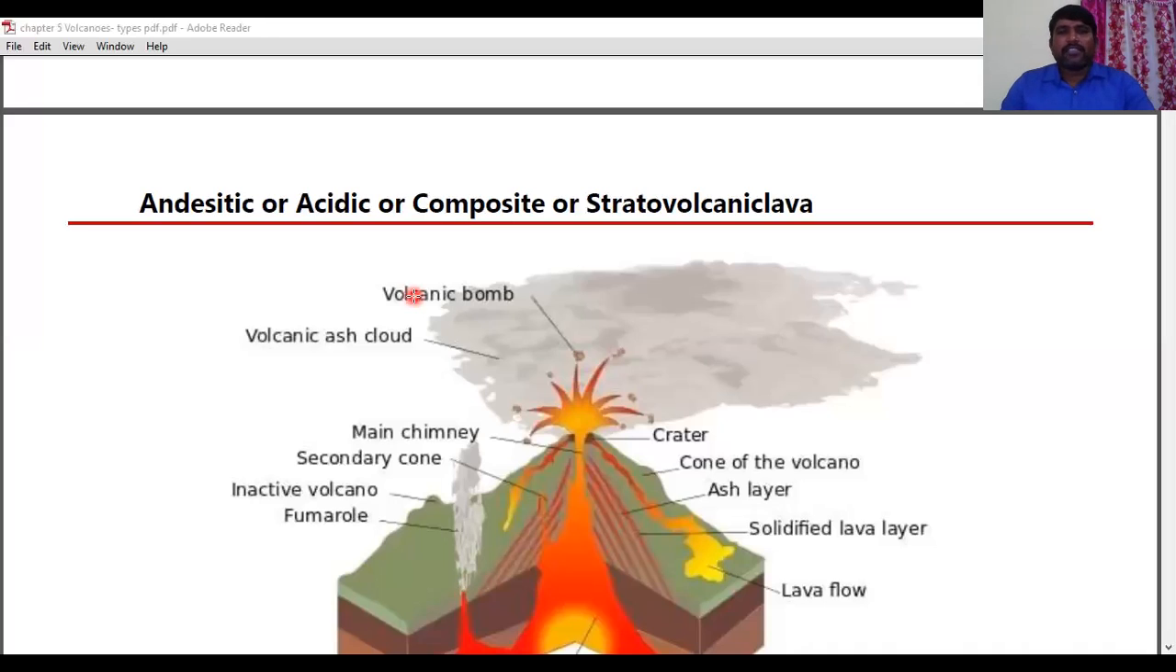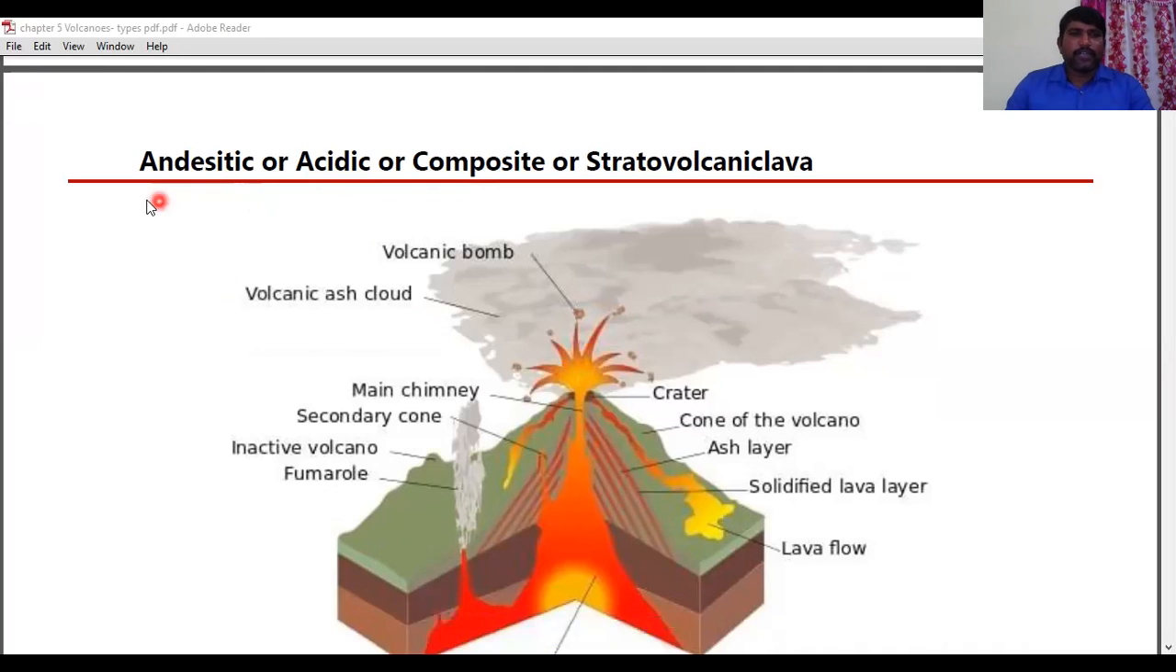The volcanic lava is of two types. One is acidic lava and two is basic lava. First, let us discuss the acidic lava, also known as andesitic or composite or stratovolcanic lava.